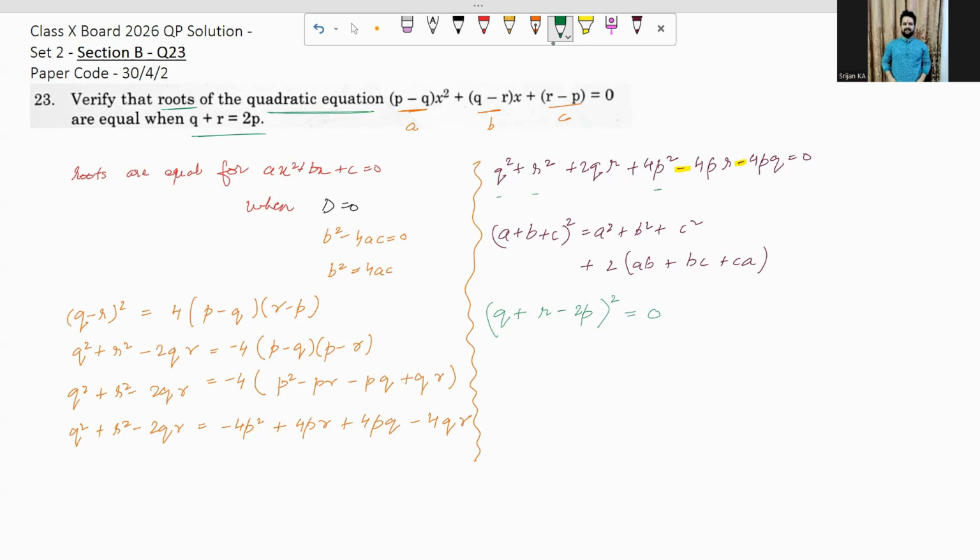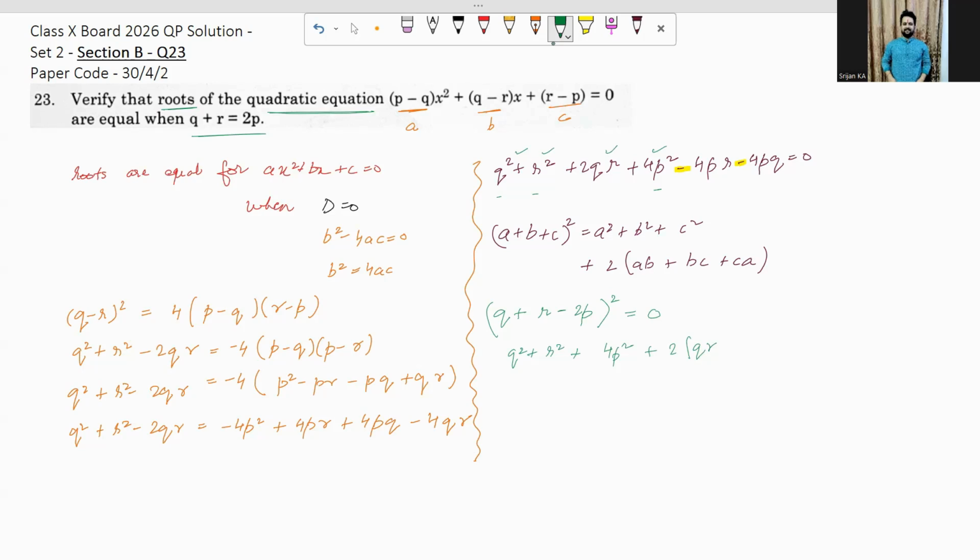a squared plus b squared, which gives you q squared plus r squared, minus 2p whole squared, which gives you 4p squared. So these three terms are ticked. What else? Next is 2 times of ab. So qr, okay. qr has a 2, yes, that term is covered.